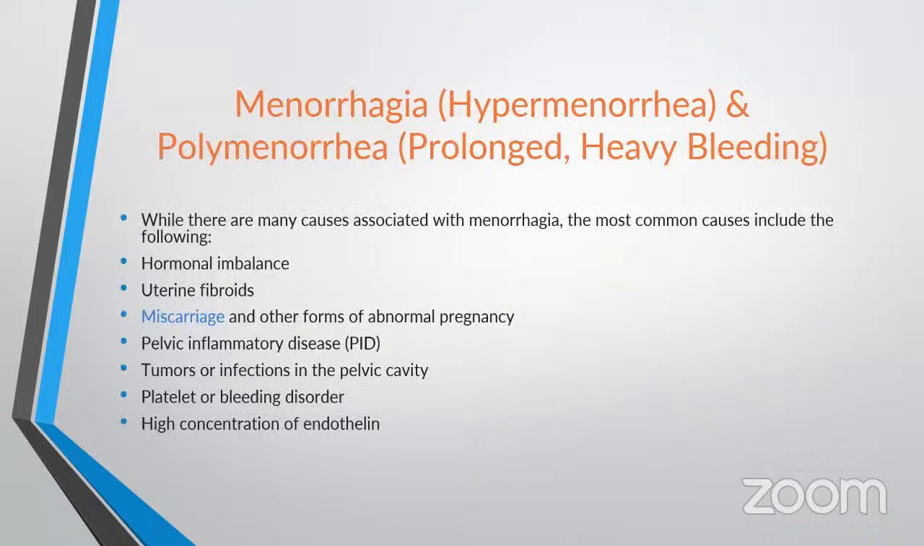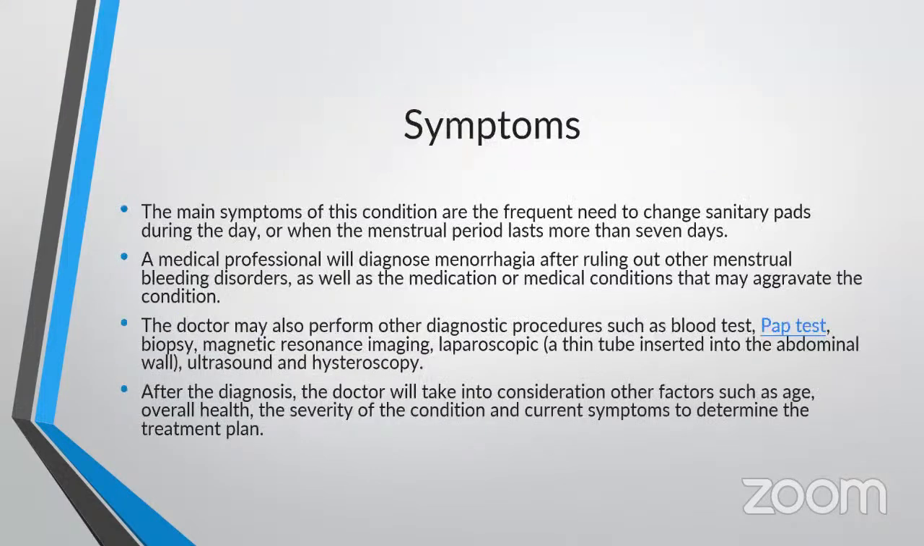There is another one, polymenorrhea, with prolonged heavy bleeding. Normally, it would not be that severe, but in some conditions, if it becomes very severe, then medical advice would be needed. The causes of this could be hormonal imbalance, fibroids, miscarriage, and other forms of abnormal pregnancy. Again, pelvic inflammatory disease and tumors. These could lead to menorrhagia, or hypermenorrhea, where the bleeding would be very heavy.